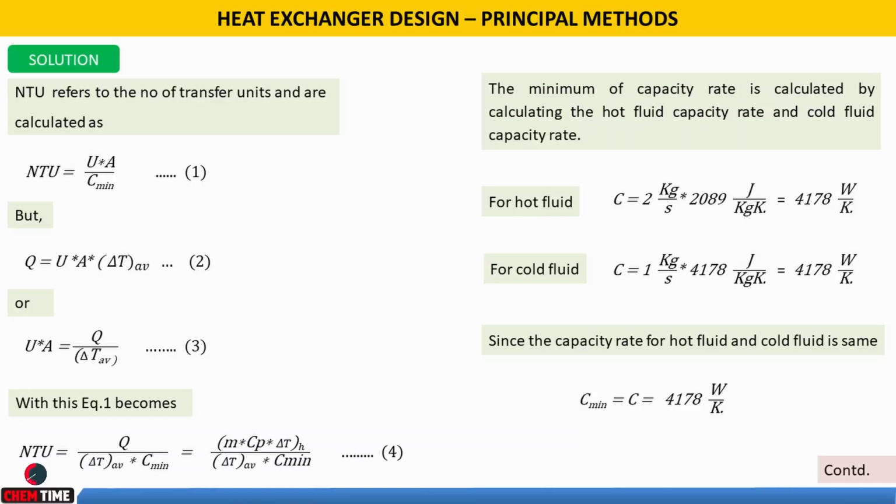So we need to focus on C minimum, and C minimum is calculated as the mass flow rate of the hot fluid into the specific heat of the hot fluid, or the mass flow rate of the cold fluid into the specific heat of the cold fluid, and we have to compare these two values to obtain the lowest value. For the hot fluid, the heat capacity rate is 2 kg per second into 2089 joules per kg Kelvin, that is 4178 watts per Kelvin, and for the cold fluid it is 1 kg per second into 4178 joules per kg Kelvin, that is 4178. Surprisingly, the heat capacity rate for the hot fluid is the same as the heat capacity rate for the cold fluid, so we can take either as the minimum.